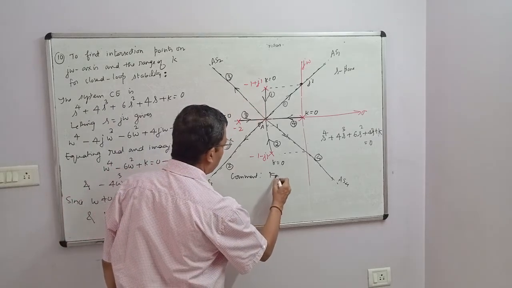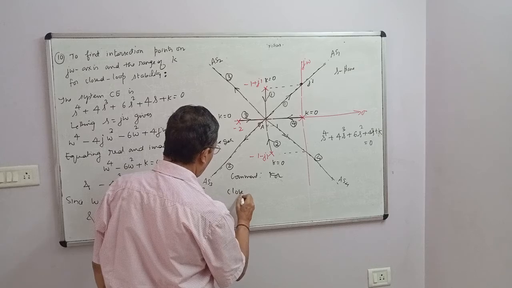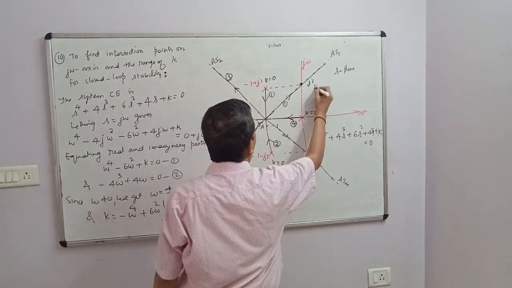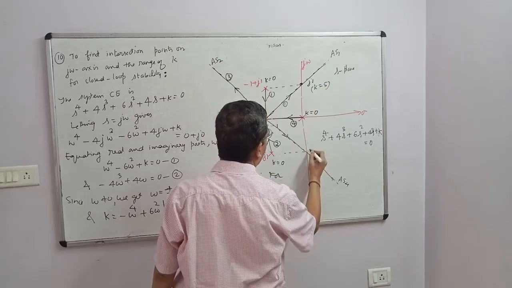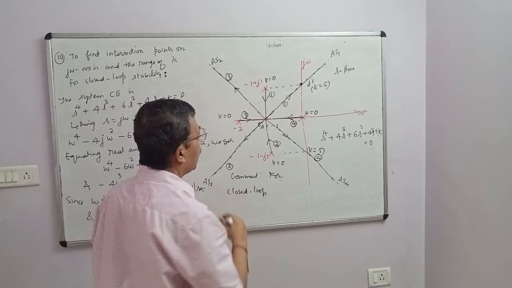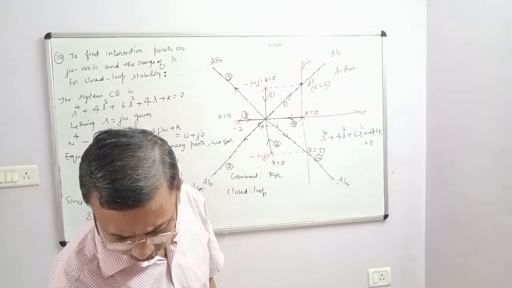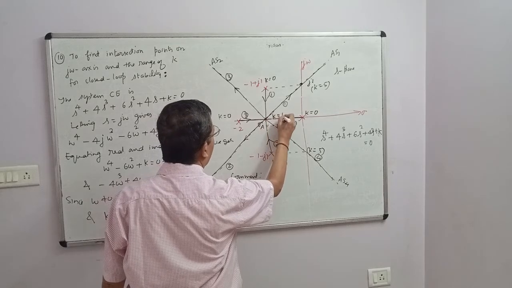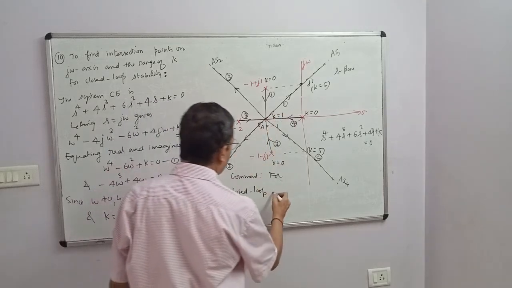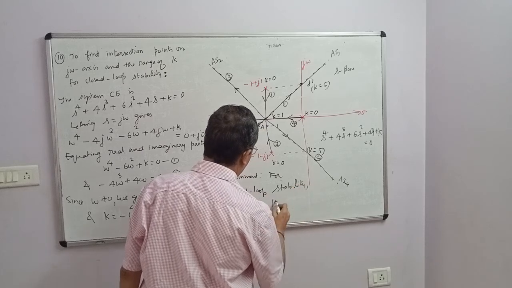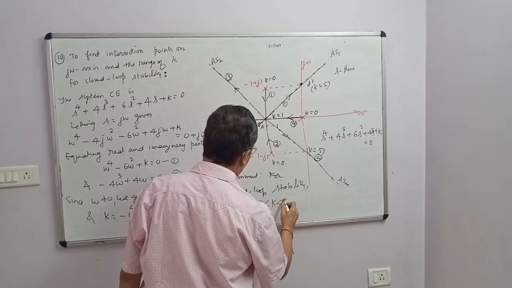For closed loop stability, the value of k here is what? 5. The value of k at the breakaway point is 1. This is the breakaway point, and the value of k at the breakaway point is 1. For closed loop stability, k should be greater than 0 and less than 5.